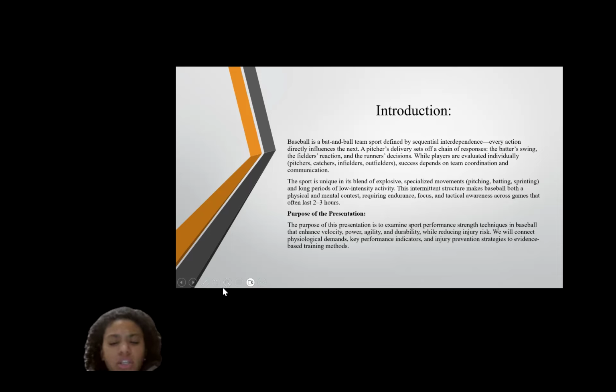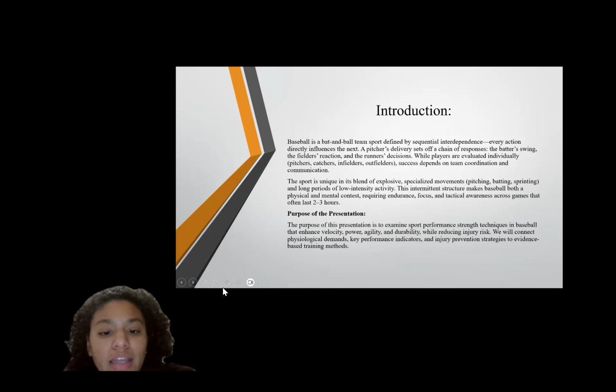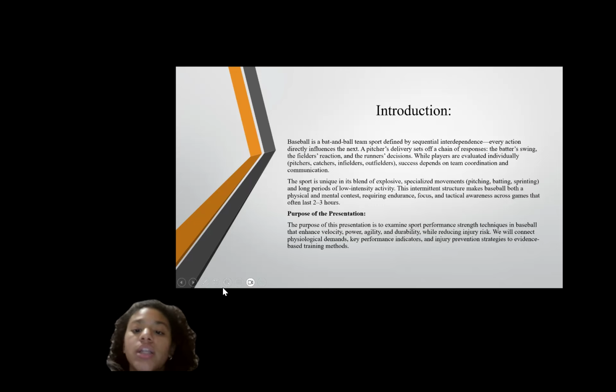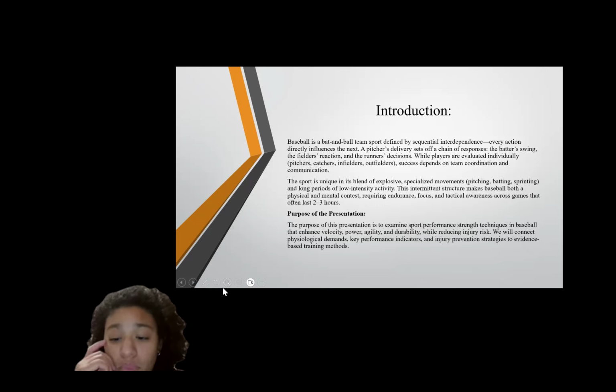The main purpose of this presentation is to examine sport performance and strength techniques in baseball that enhance velocity, power, agility, and durability, while reducing injury risk. We will connect physiological demands, key performance indicators, and injury prevention strategies to evidence-based training methods.